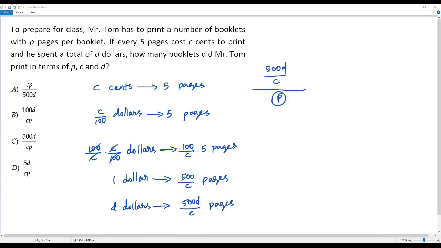We can write this P as a fraction by taking denominator 1. Now we write the numerator as it is, that is 500 D over C. We change this division to multiplication and take the reciprocal of P over 1, that is 1 over P. 500 D times 1 is 500 D. In the denominator, when I multiply C and P, I get CP. So using the money D dollars, Tom printed 500 D over CP booklets. We find this 500 D over CP in answer choice C. The correct answer choice for this question is C.